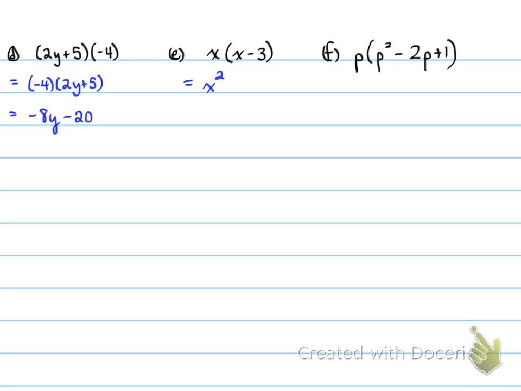Part E, x times x is, hopefully you're thinking, x squared. X times minus 3 is minus 3x. And that is the expanded form of part E. F, we're looking at p times (p squared minus 2p plus 1). Okay, let's look and see what was written here.